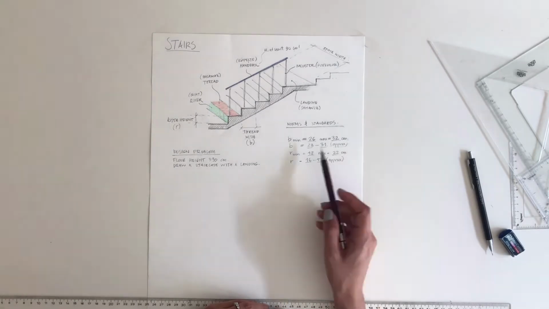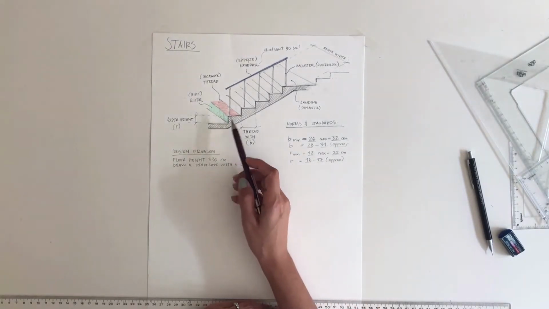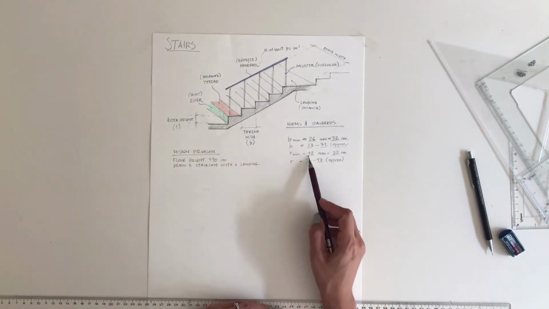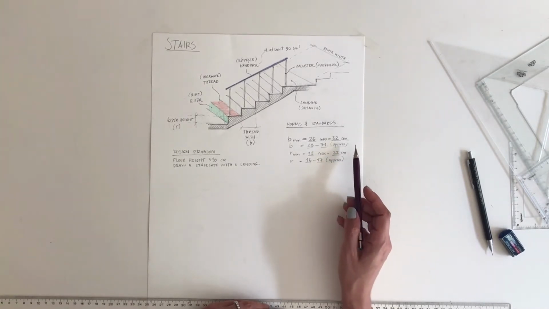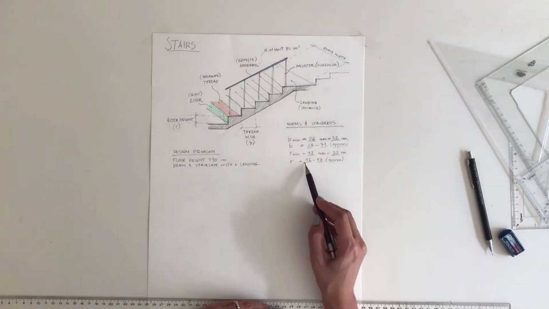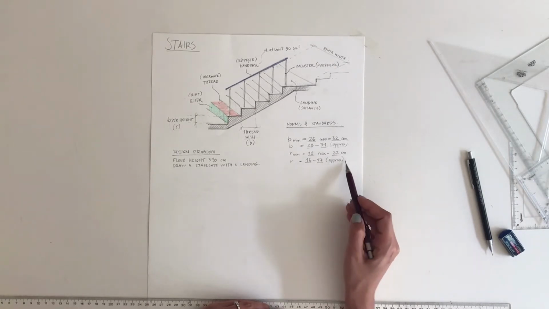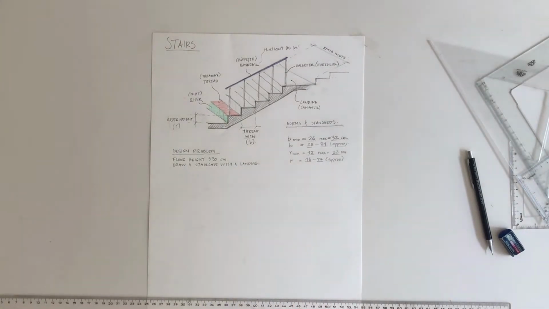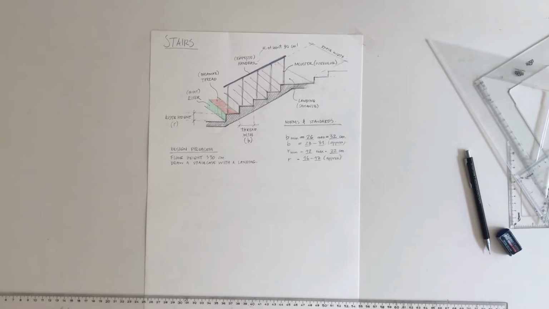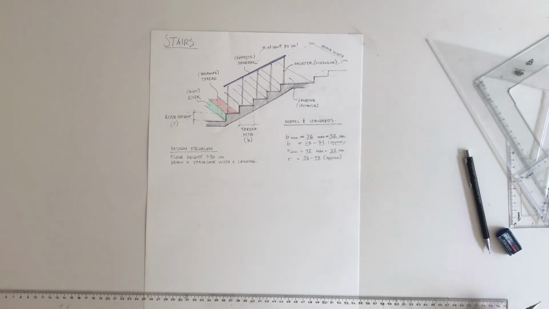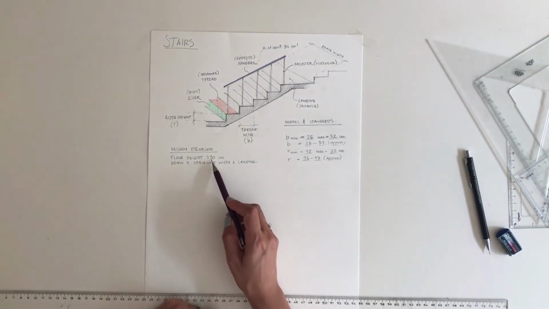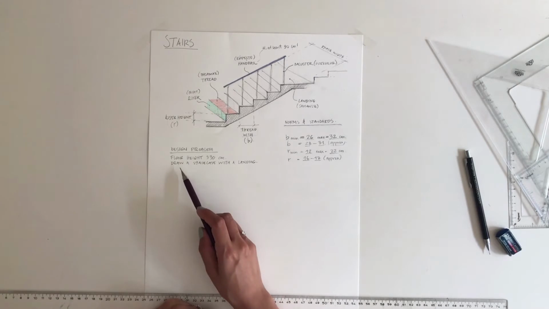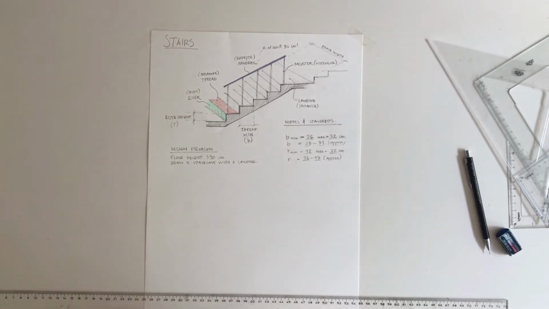The second norm is about riser height. So riser height should be minimum 12 and maximum 22 centimeters. And for riser height, usually we use between 16 and 17 centimeters approximately. So if we know these norms and standards, it's really not hard to design and draw stairs. So let's look at our design problem. Floor height is given as 330 centimeters and we are asked to draw a straight staircase with a landing.